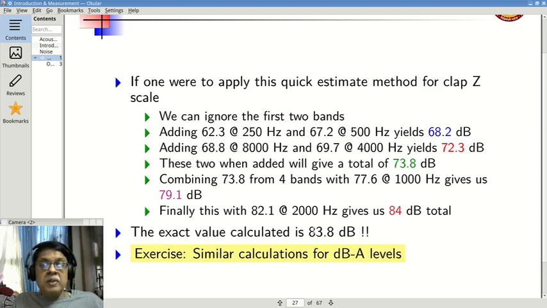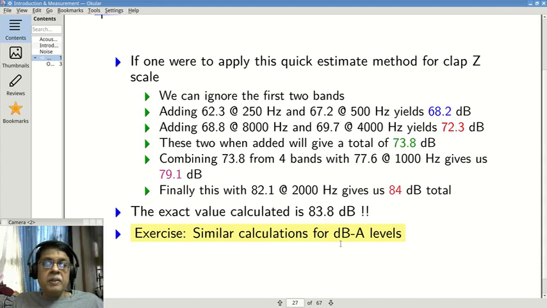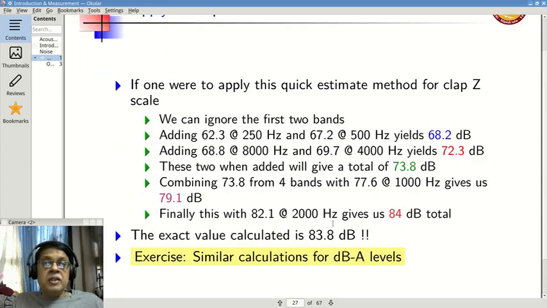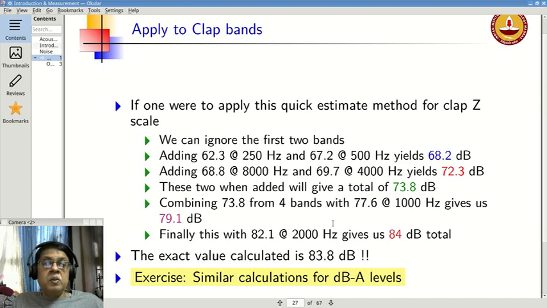Alright, you can do a similar exercise. I leave it to you to do that for dB levels, and then you can come back and report that, check it out what the value should be, and I can confirm that.